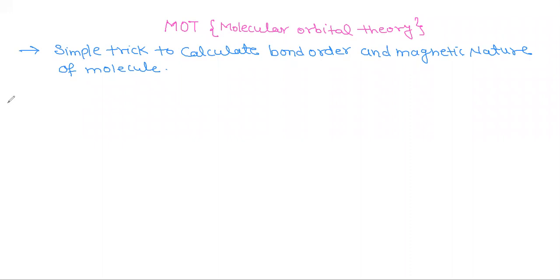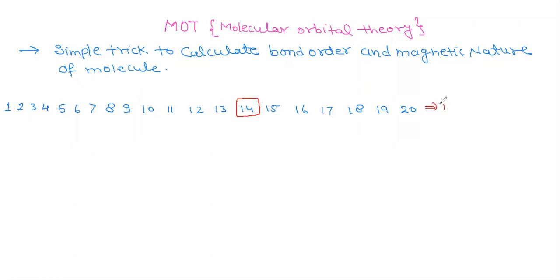All of you write the numbers 1 to 20: 1, 2, 3, 4, 5, 6, 7, 8, 9, 10, 11, 12, 13, 14, 15, 16, 17, 18, 19, 20. Everyone knows this. Now after that, you mark 14. This is the bracket, showing the total electron. And in the second line I am writing bond order.